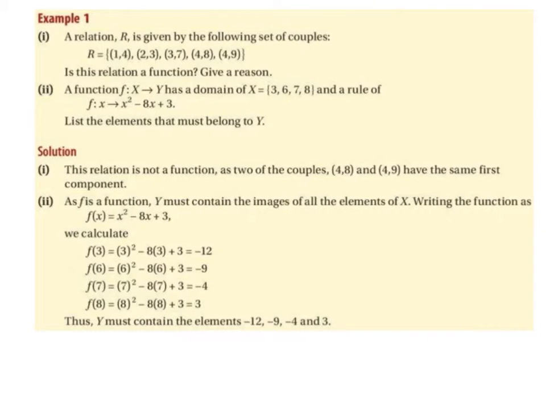F of 6 is going to be 6 squared minus 8 times 6 plus 3, which gives us minus 9. F of 7 is going to be 7 squared minus 8 times 7 plus 3, which is equal to minus 4. F of 8 is going to be 8 squared minus 8 times 8 plus 3, which is equal to 3. Thus, y must contain the elements minus 12, minus 9, minus 4, and 3.